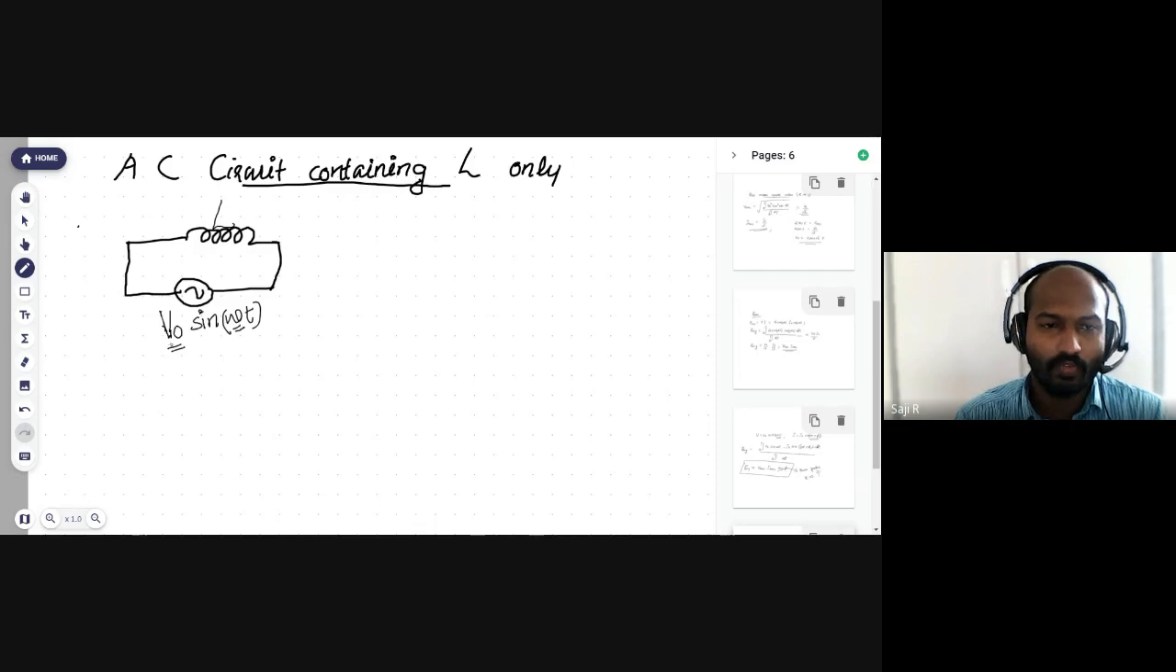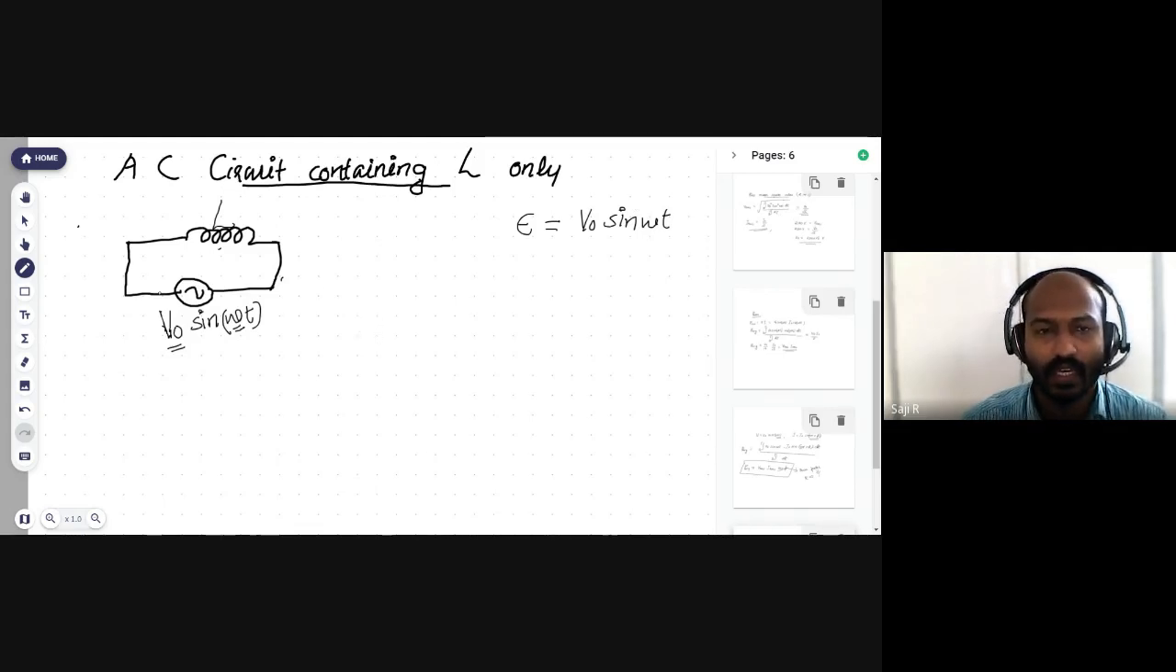Okay, now we applied a voltage V0 sine omega t across this coil. So how much is the current induced in this circuit? That we are going to find out right now. When we are applying this voltage across this inductor, a back EMF will be generated inside the inductor. So the induced EMF will be equal to the applied voltage, V0 sine omega t.